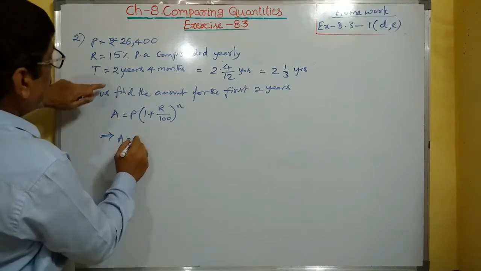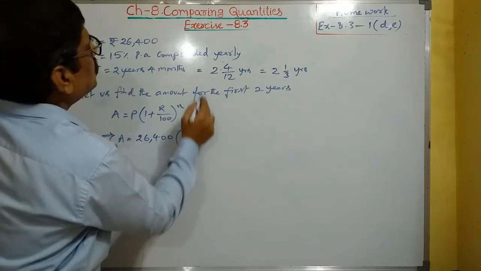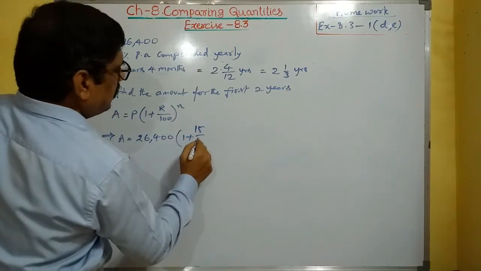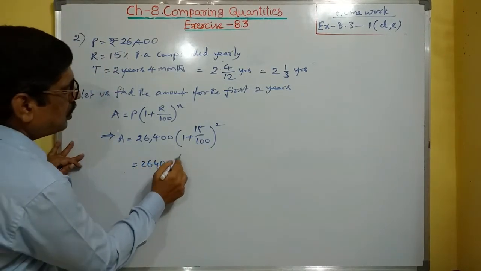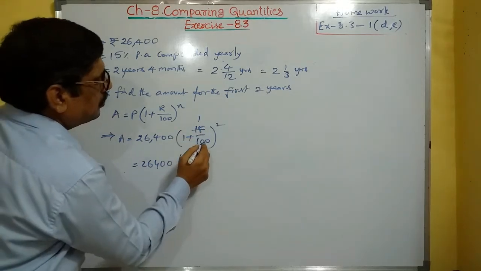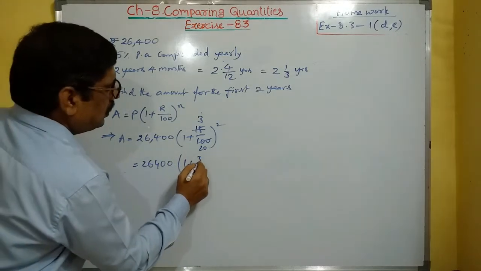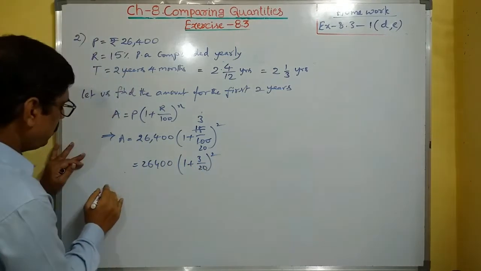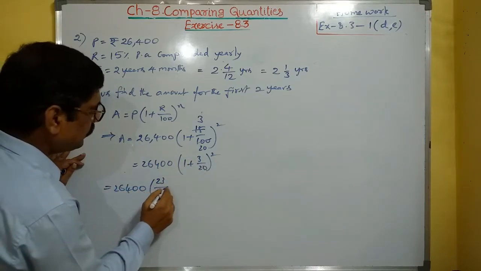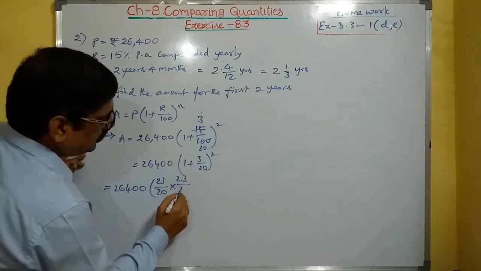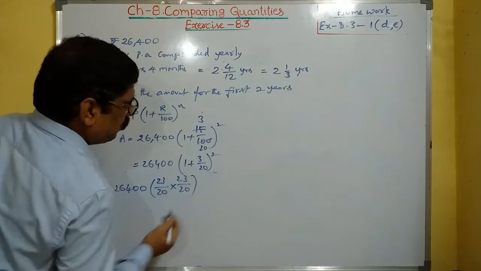So A is equal to P value 26,400 into 1 plus rate of interest, which is given as 15%, by 100. We are finding for 2 years. So 26,400 into 1 plus 15 by 100. 5 3s are 15, 5 20s are 100. So 1 plus 3 by 20 whole square. We will write 26,400 into 23 by 20, since 20 plus 3 is 23. It has to be taken 2 times. Why? Because it has a square.